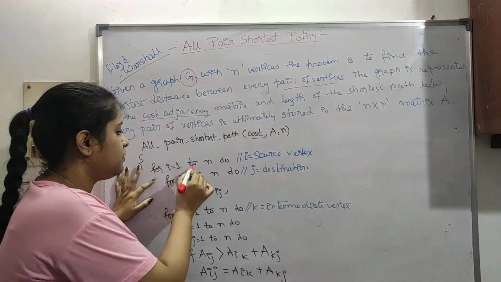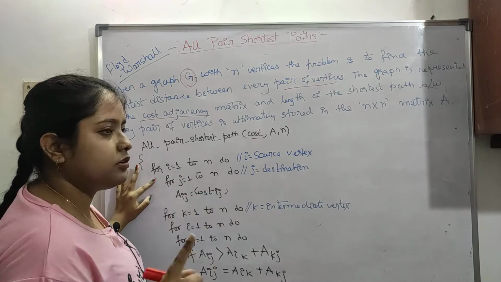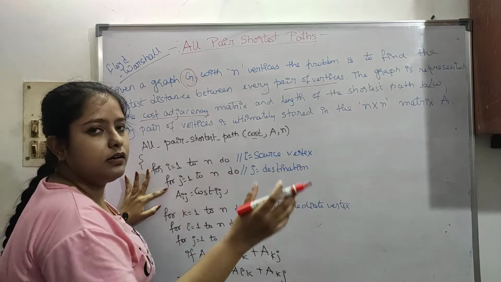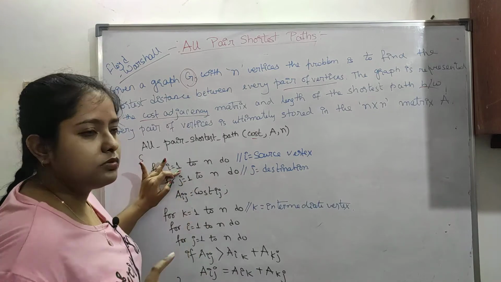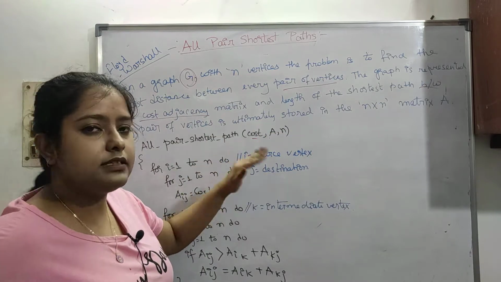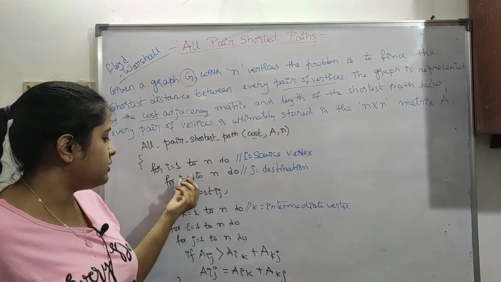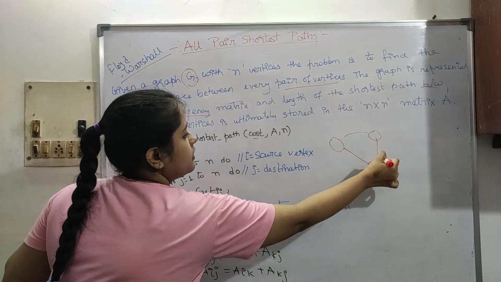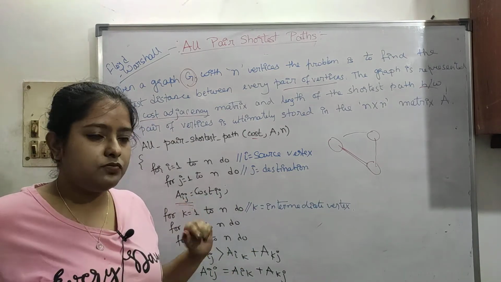For i equals 1 to n, do. This is a for loop. i is the source vertex, so for every source vertex we will continue this. For j equals 1 to n, for every i we will take a destination. So for i equals 1, then j goes 1, then 2, and so on. This is just a for inside a for. i is our source vertex, j is our destination vertex, and the cost is stored in A[i][j]. So this particular entry will give you the cost from the source to the destination.